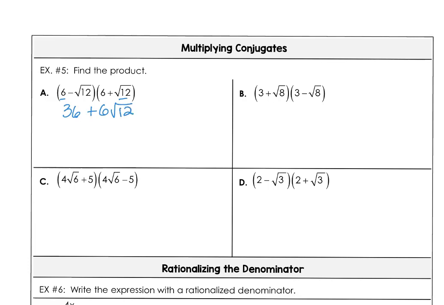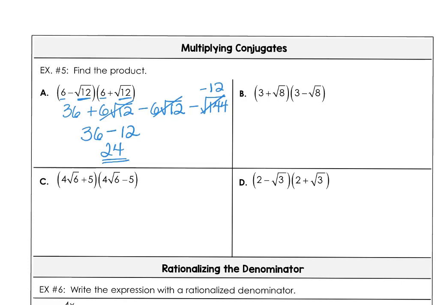And then switching over to negative, radical 12 times 6 makes negative 6 radical 12. You see how those conjugates cancel? And then negative radical 12 times positive radical 12 is just going to give us negative 12. The reason we know that is because 12 times 12 is 144, and the square root of that is 12. So we end up with 36 minus 12 for 24 as a simplified product of those conjugates.